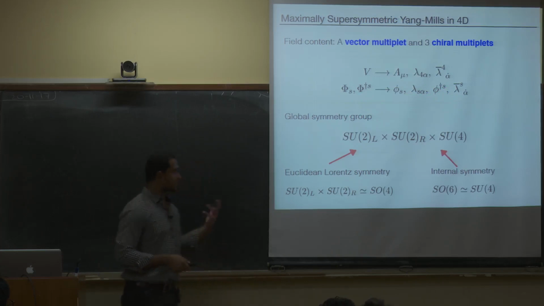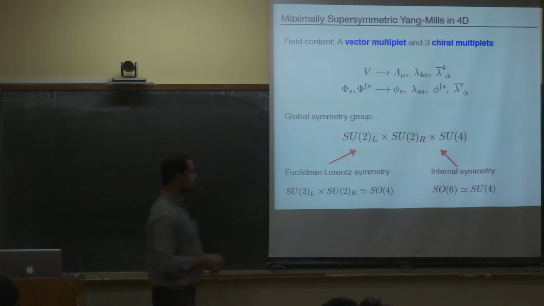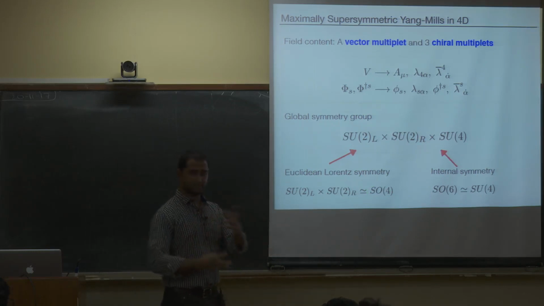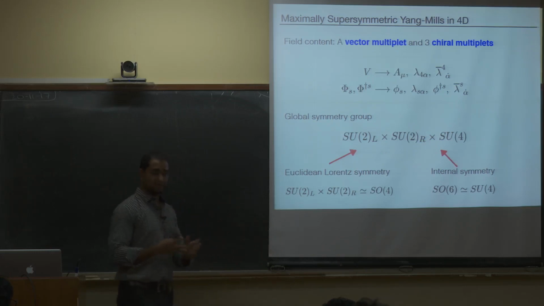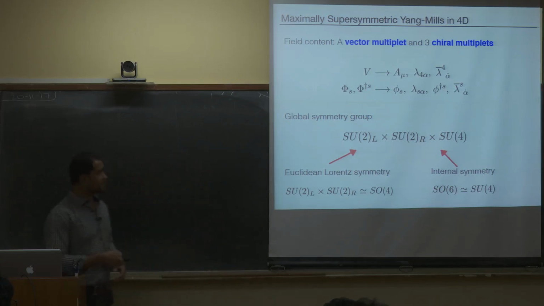So this theory has a global symmetry group given by SU(2) left cross SU(2) right cross SU(4). The SU(2) left cross SU(2) right is the Euclidean Lorentz symmetry, so locally it is SO(4) rotation. Then SU(4) is an internal symmetry group, where we can rotate the fermions and scalars internally without depending on space-time. So this is locally SO(6).